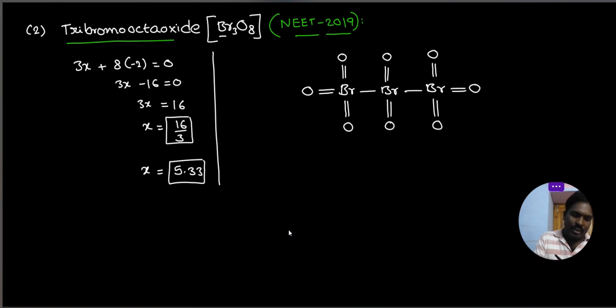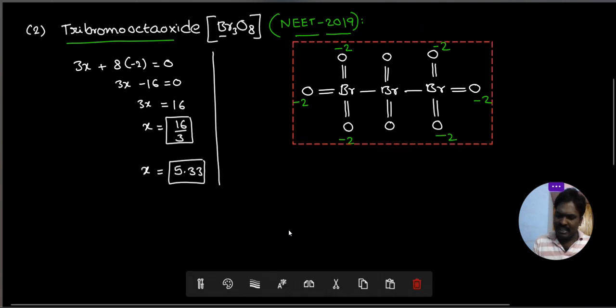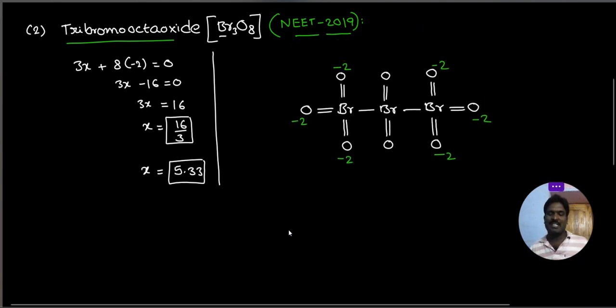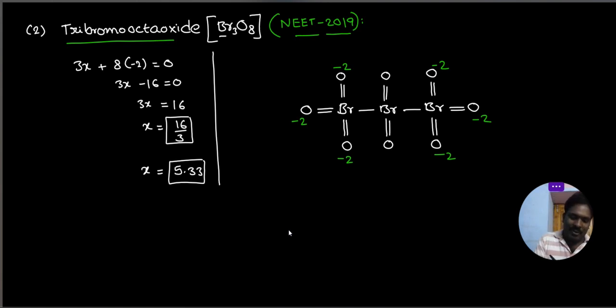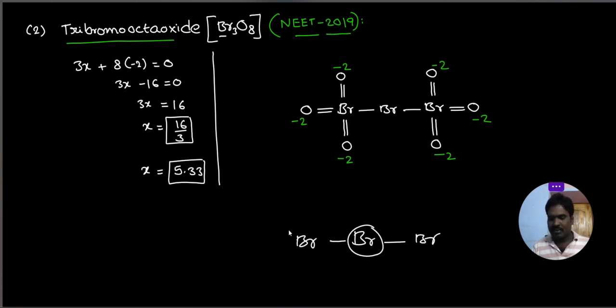Now, already I told you, first we assign the terminal atoms as well as the more electronegative atoms. Oxygen minus 2, minus 2, minus 2, minus 2, minus 2, minus 2. Clear? Now temporarily we can remove these 2 oxygen atoms. Already I told you, bromine attached to 2 similar atoms, then its oxidation state is 0.